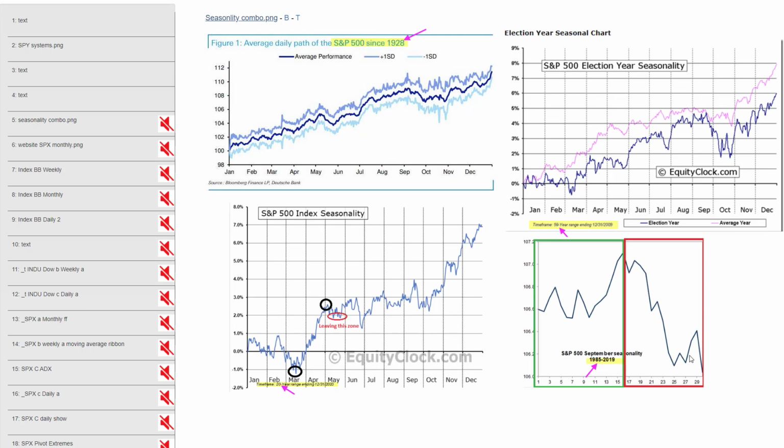Markets historically have been weak. So you can see this on pretty much all the charts. So again, everyone knows this. This is common knowledge. And we're right in this typical weak seasonality time of the year. Next.